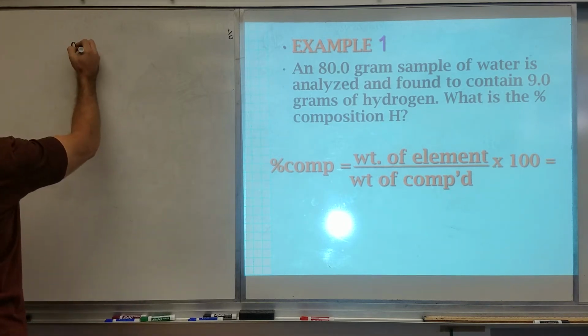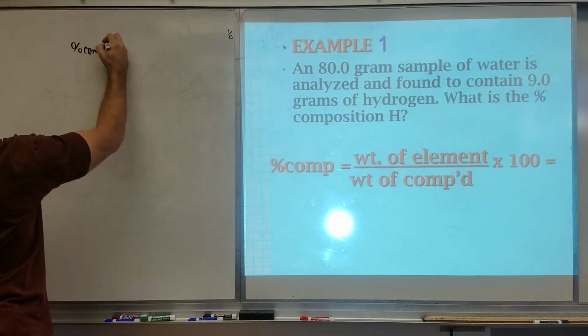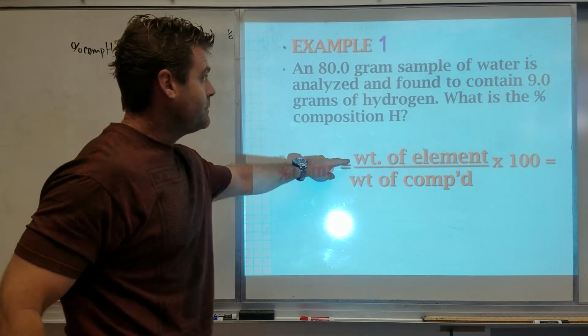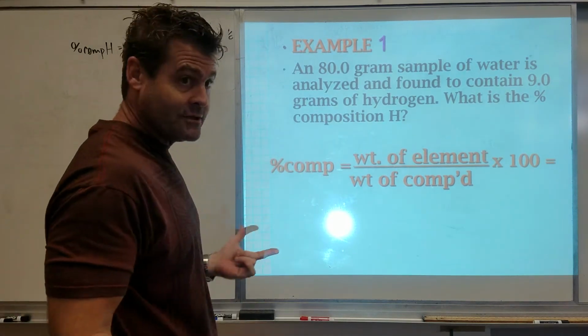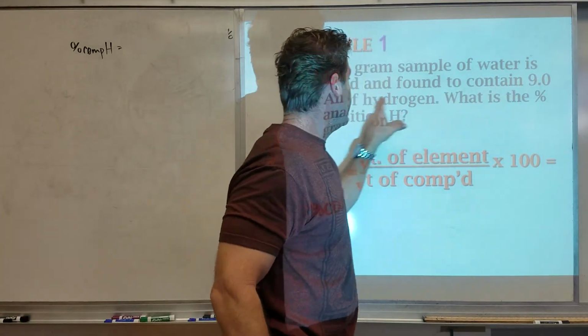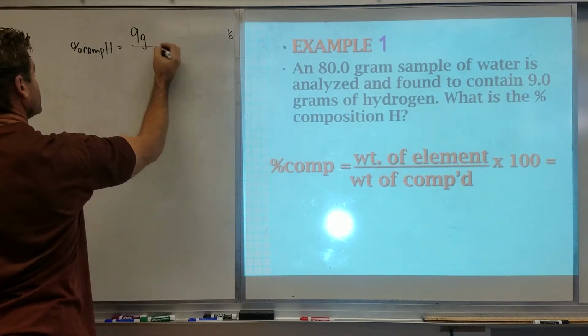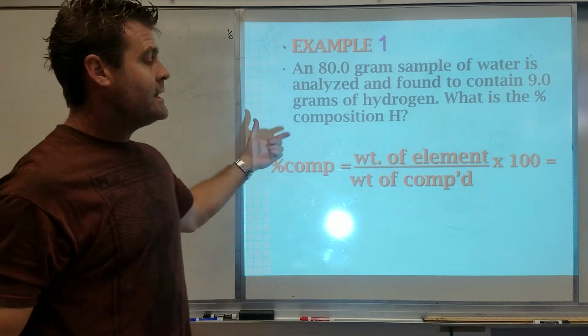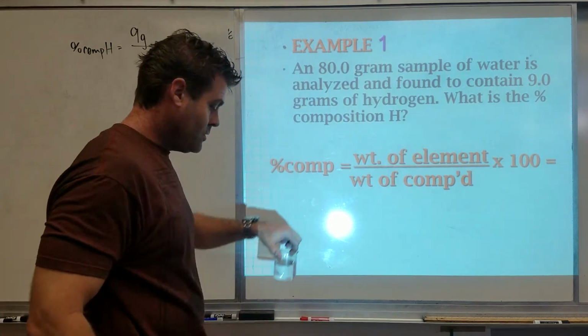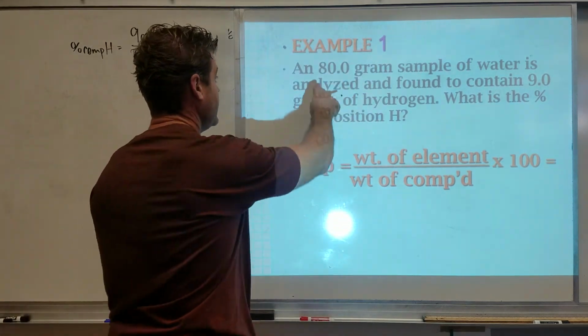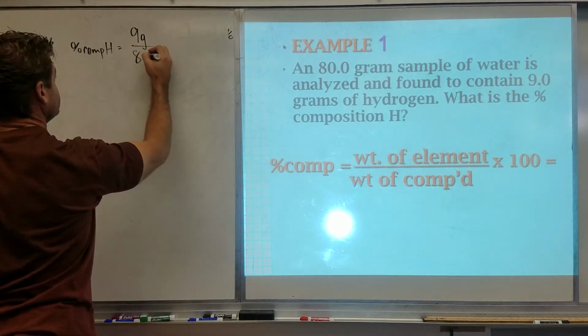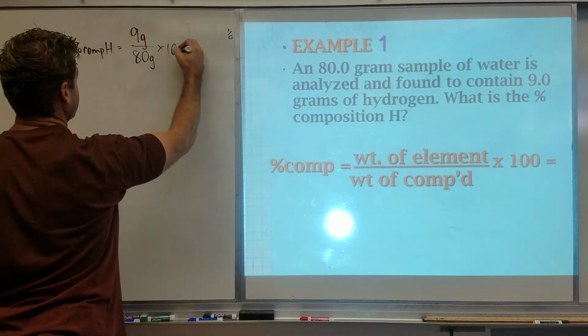So if I want the percent composition of hydrogen, I'm going to get the weight of my element, which in this case is hydrogen. That's what I'm interested in. I have 9 grams of hydrogen, so I'm going to put 9 grams. So that's the part over the whole. What's the whole? The whole is my water, and water is 80 grams. And then I multiply by 100%, right?